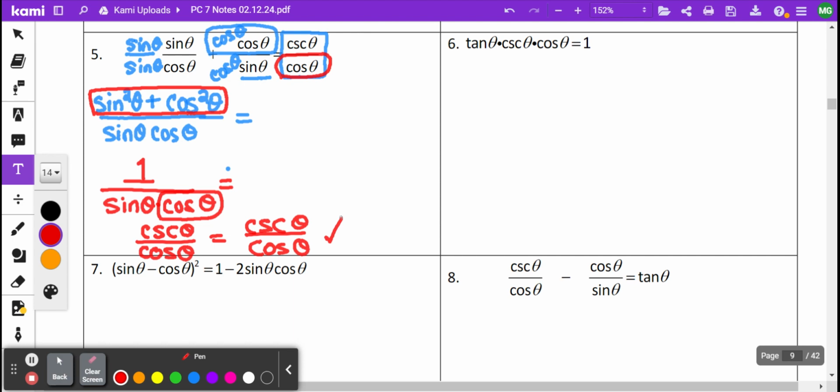All right, I'm going to give you a moment here. I want you to pause this video and I want you to try number 6. I want you to think about getting everything in terms of sine and cosine and see if you can get the left side of the equation to equal the right side. Go for it. You got this.